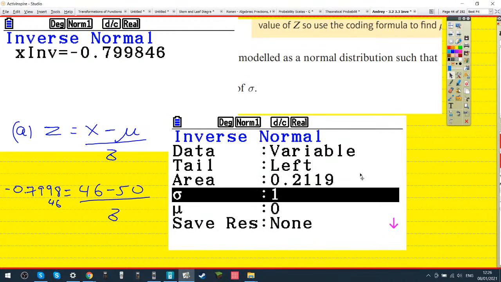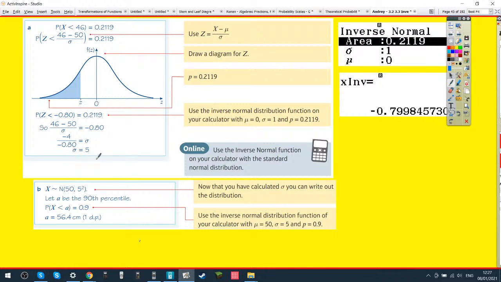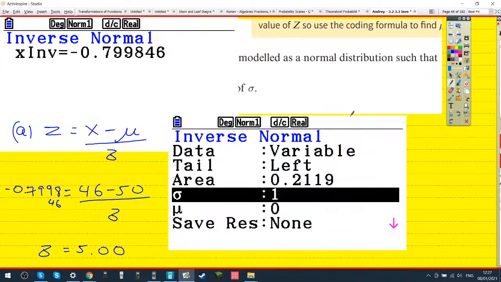5. What is it? 5. Exactly 5? Basically, there's like 3 zeros after the decimal point, so yeah. I'm gonna write 5.00 because that's got 3 sig fig. Okay, they wrote 5 as well. Okay. Yeah. So let's see.